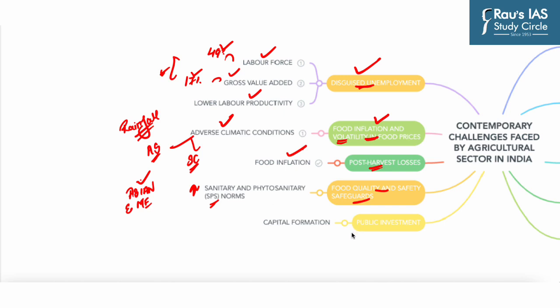And the last and very important challenge is public investment. Why? Because capital formation holds the key to agricultural growth and development. And it is not just about agriculture. For the rise of any sector, capital formation is the base. In Indian agriculture, as a percentage of agriculture GVA, it has moderated in the recent past. The share of the public sector is much lower than the private sector in capital formation in agriculture.